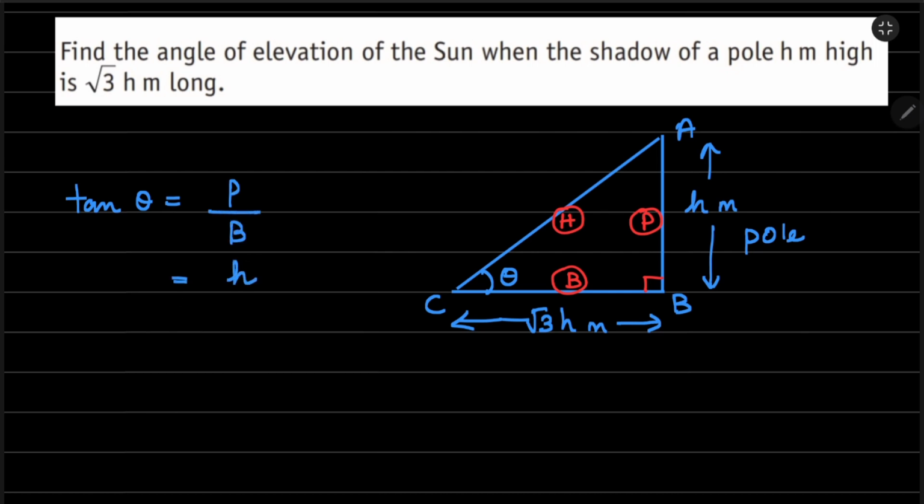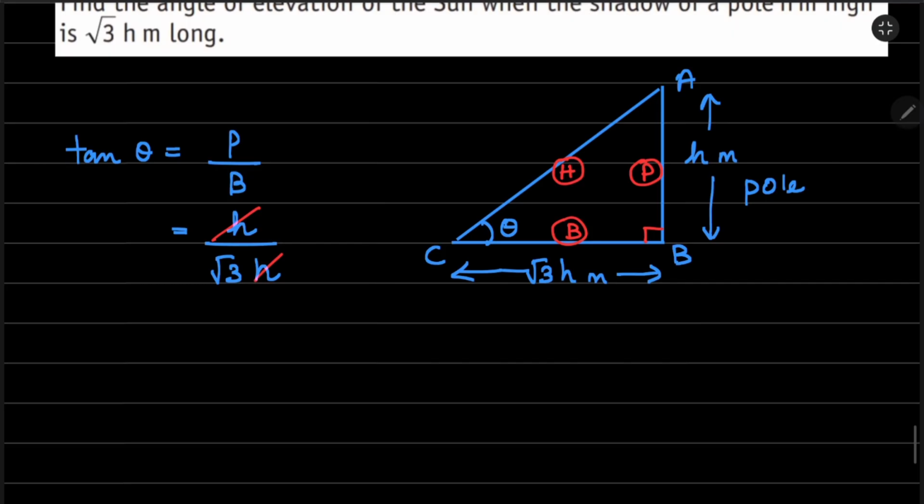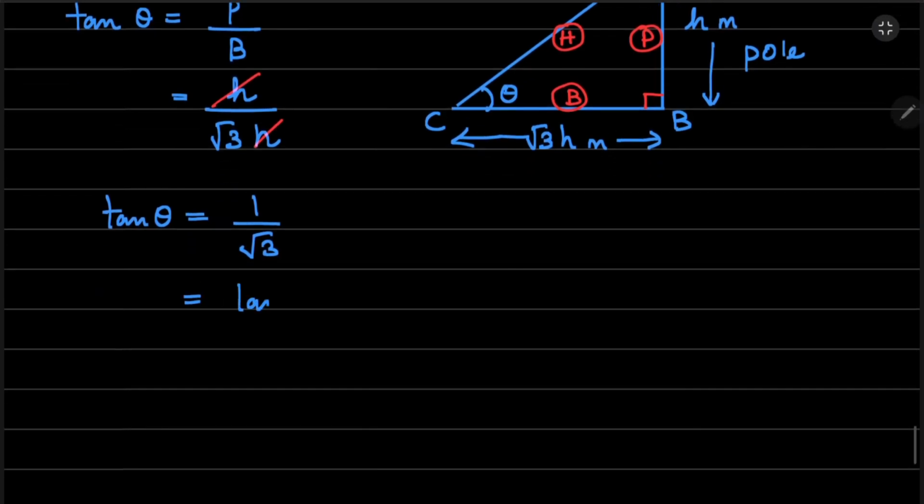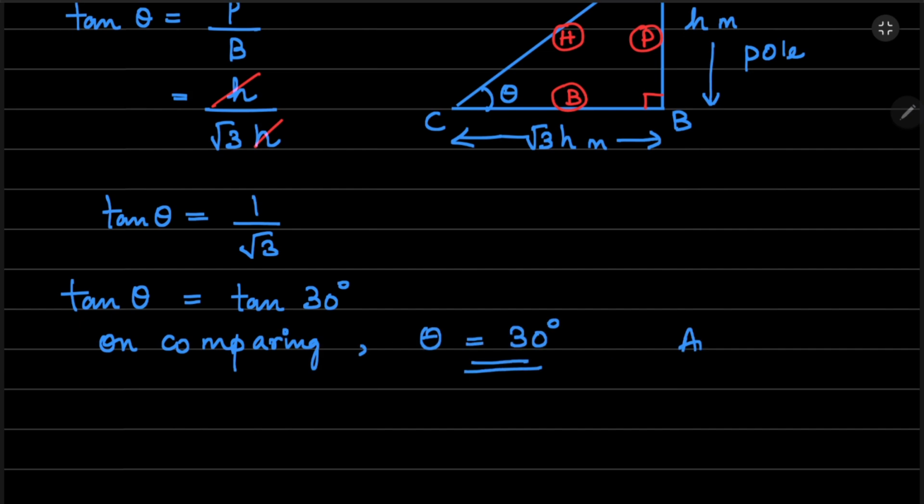What is your P? h. What is your base? Root 3h. So this h and h will get cancelled. What remains is just 1 by root 3. So tan theta is equal to 1 by root 3. Tan of which angle is 1 by root 3? It is tan 30. Okay, you should already be knowing this. So tan 30 is 1 by root 3. On comparing, we see that theta is equal to 30 degree is the answer.